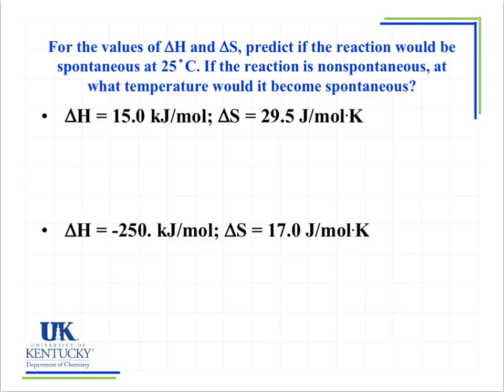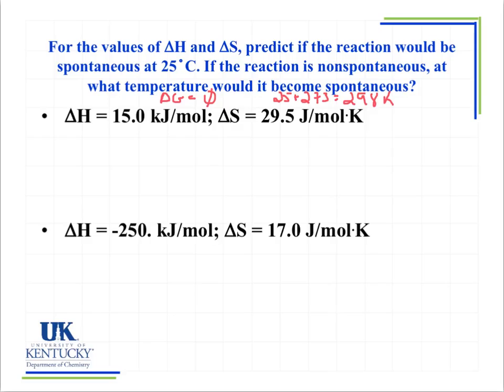So the first thing we need to note is that we are looking for a delta G value less than 0 for a reaction to be spontaneous. And we also need to know that we're going to be using our temperature in Kelvin, so we want to say 25 plus 273 will be 298 Kelvin. So that's the temperature we'll use in our calculations. Now we want to look at our first problem here.